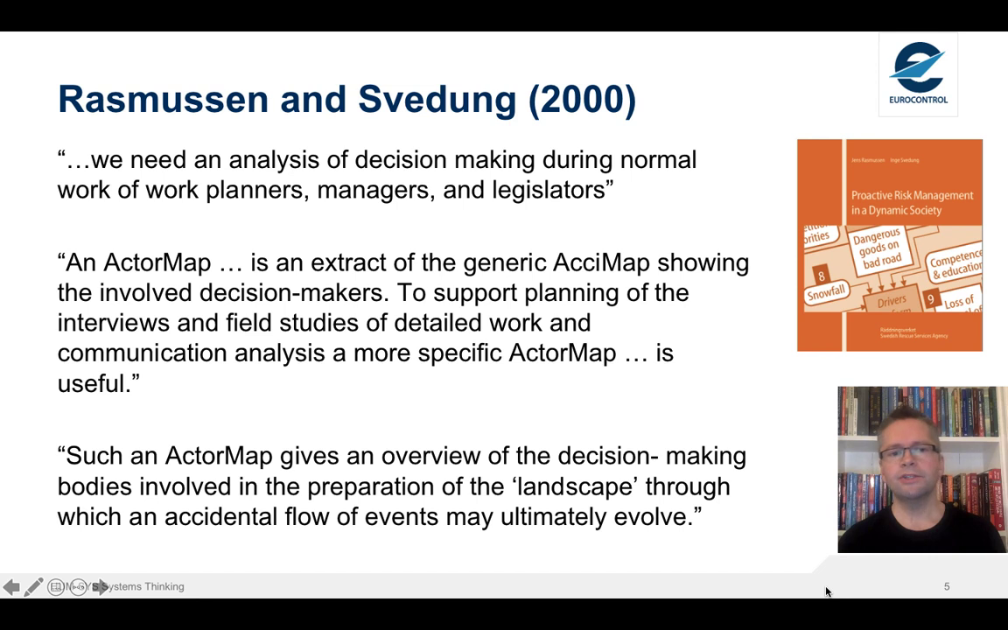Finally, they say that such an ActorMap gives an overview of the decision-making bodies involved in the preparation of the landscape through which an accidental flow of events may ultimately evolve. So you can see that ActorMaps were developed originally to look at accident scenarios, but as I mentioned earlier, you can use them for all sorts of purposes. Don't be constrained by that original purpose.